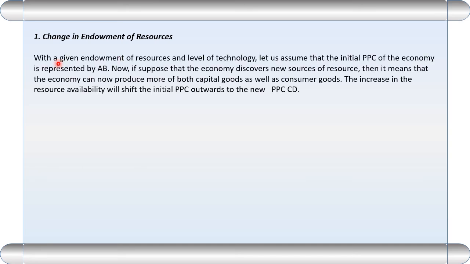Firstly, we will see the change in the endowment of resources. With a given endowment of the resources, with a given availability of the resources and the level of the technologies, let us assume that the initial PPC of the economy is represented by AB. Now, suppose the economy discovers new sources of resources, then it means that the economy can produce more of both capital and the consumer goods. Here we presume that we are manufacturing consumer and the producer goods.